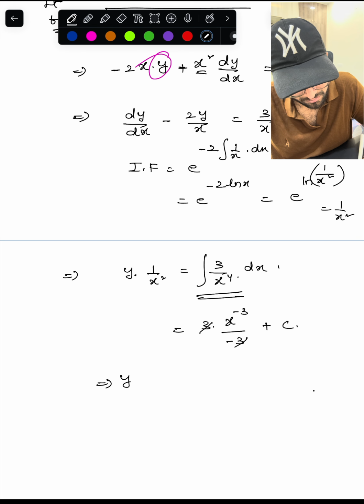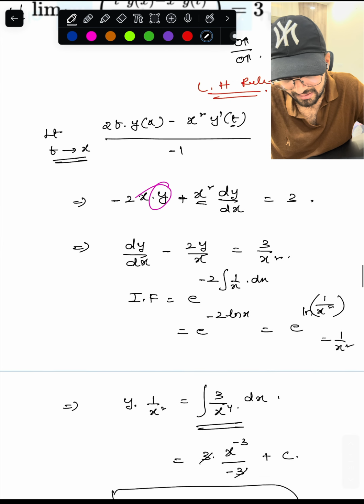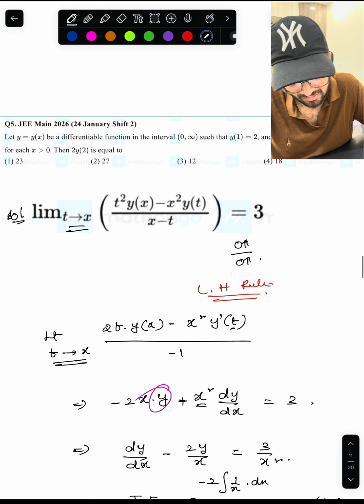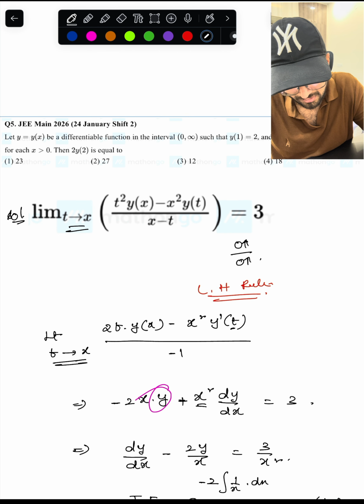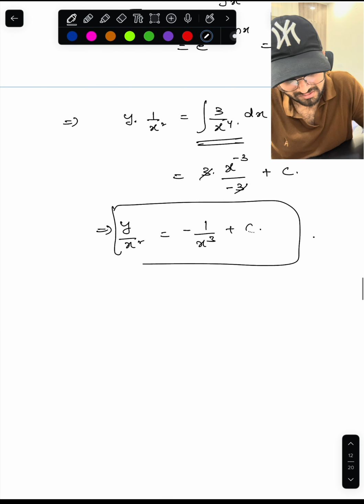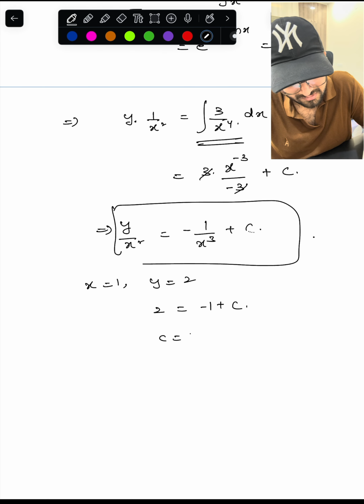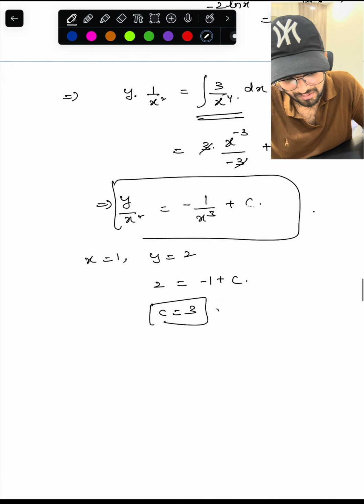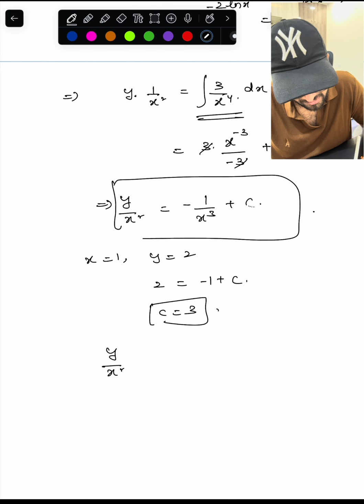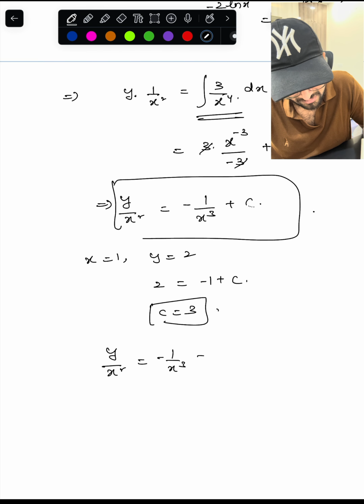So y by x square equals minus 1 by x cube plus c. So you need to calculate c here. For that, the limit is already done. Here y of 1 equals 2, right? So x equals 1, y equals 2. Substitute here, 2 equals minus 1 plus c. So our c will be 3, right? So now y by x square equals minus 1 by x cube plus 3.